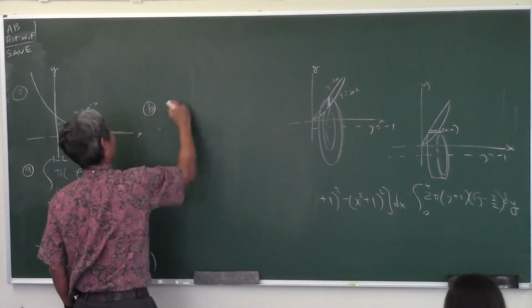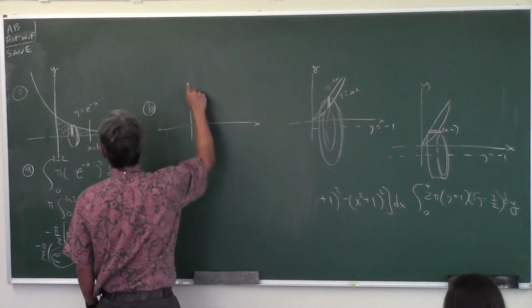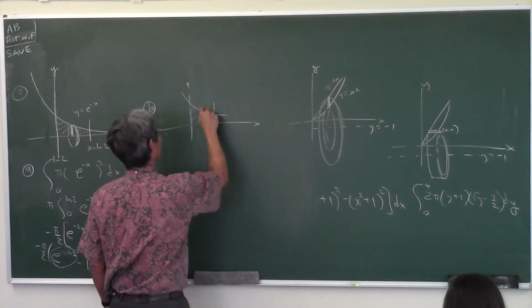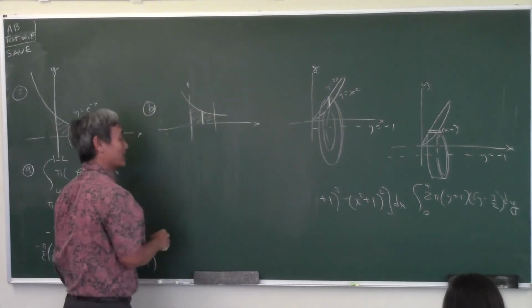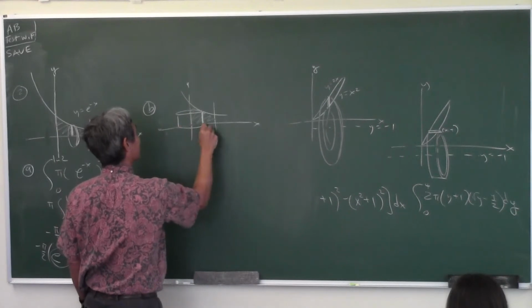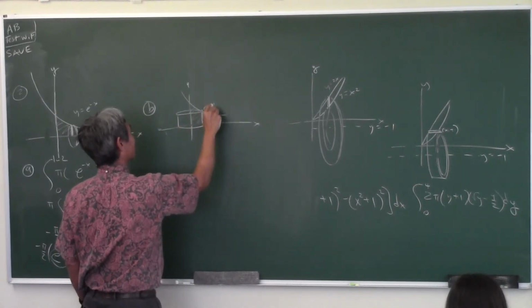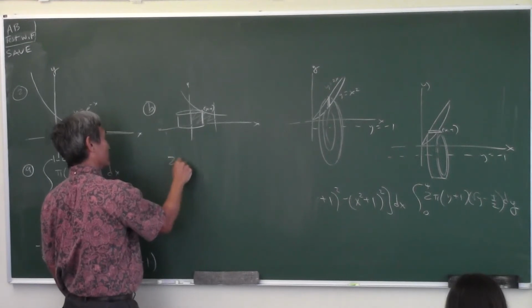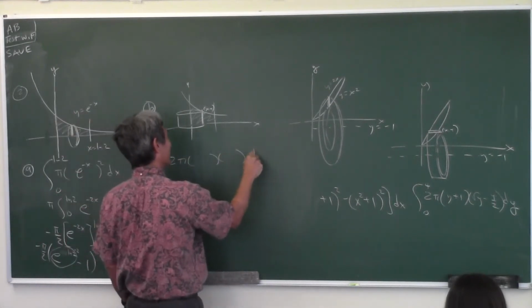Part B. So we got the same region. I need room here. So you got y equals e to the negative x. So here's the region, but now we're gonna revolve it about the y-axis. So it's not gonna be a disc or a washer. It's a shell. See? You guys got it. So, what's the formula for the shell? 2 pi radius height dx.